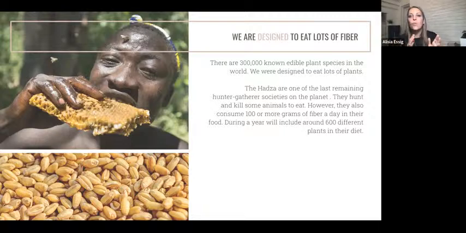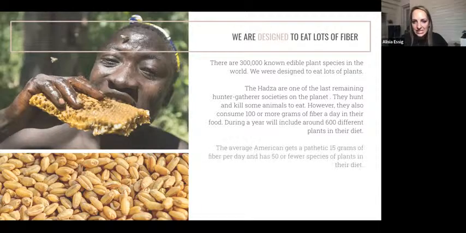The Hadza are one of the last remaining hunter-gatherer societies on the planet. They hunt and kill some animals to eat. However, they also consume 100 or more grams of fiber a day in their food. I told you, most of us aren't even getting to 15 grams of fiber a day. During the year, they will eat over 600 different types of plants in their diet. That is what hunters and gatherers were eating. They were gathering even more than they were hunting.